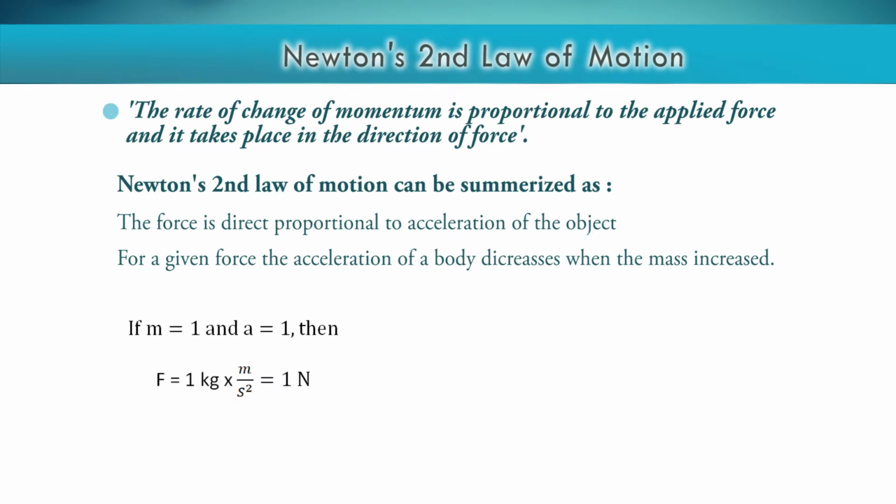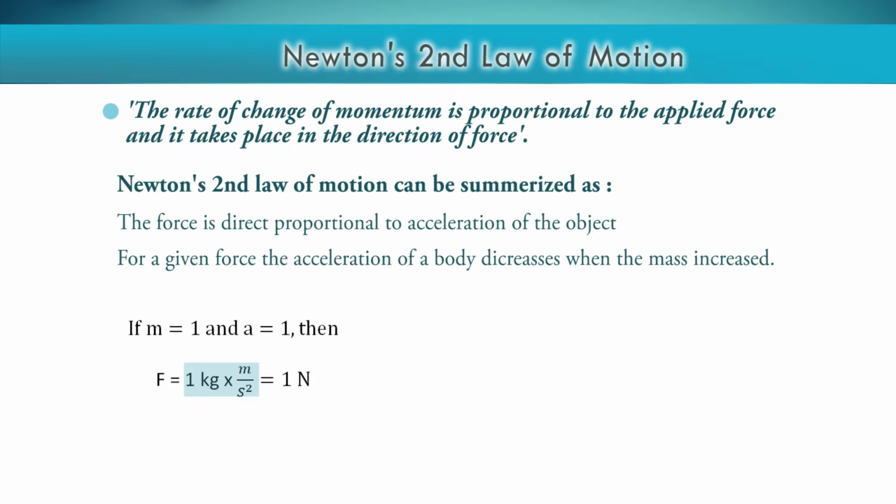If a mass of 1 kilogram is accelerated with an acceleration of 1 meter per second squared, then a force of 1 Newton is said to be acting on it, and we have the definition of 1 Newton: the force which, when acting on a body of mass 1 kilogram, produces an acceleration of 1 meter per second squared.